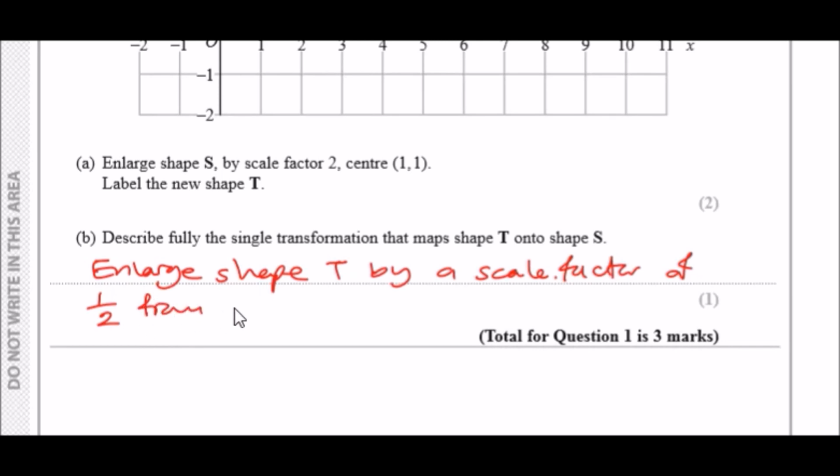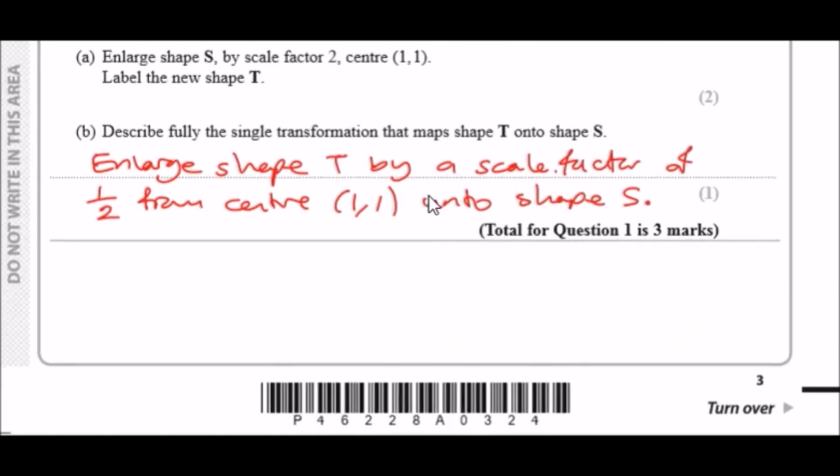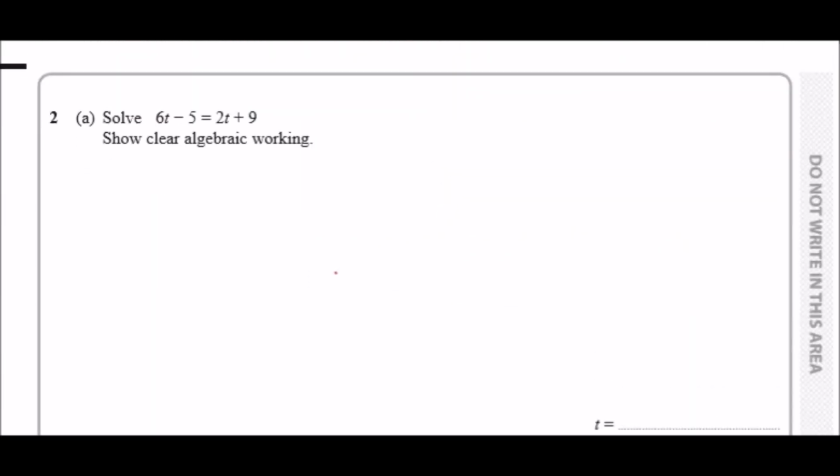from center 1, 1 onto shape S. I mean, you could also say this is a transformation. The transformation is an enlargement from T to S by a scale factor of half from center 1, 1. Various ways to say it, as long as you get all the key points. Alright, let's go, guys.